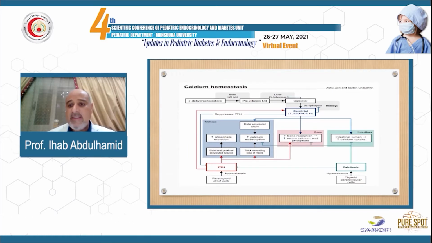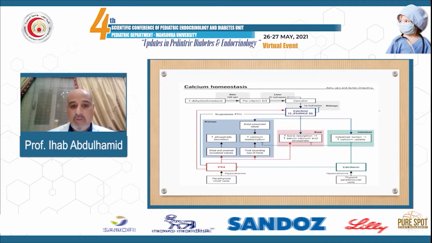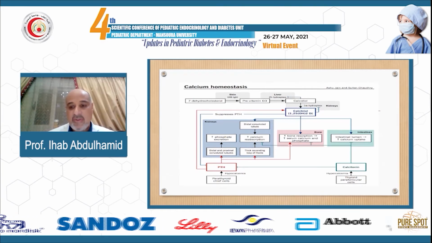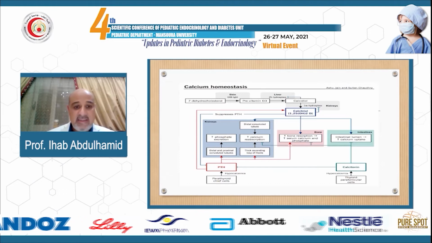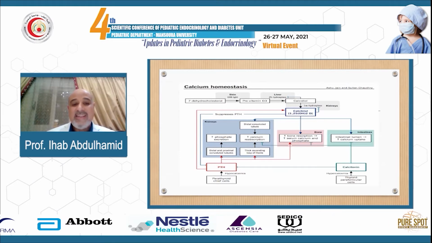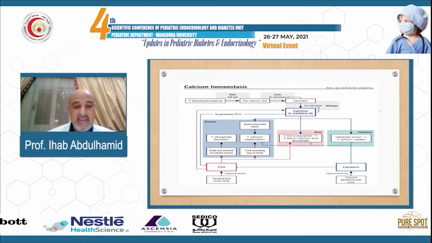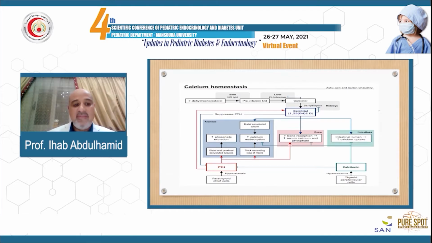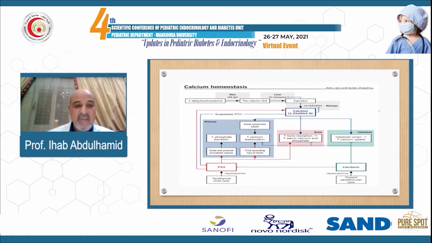This active form leads, in the intestine, to intestinal absorption of calcium. And also in the bone, it will lead to bone resorption, which will increase calcium and phosphorus in the blood. And also in the kidney, it will act on the distal convoluted tubules to increase calcium absorption. So it will lead to normalization of calcium level in the blood when there is hypocalcemia.